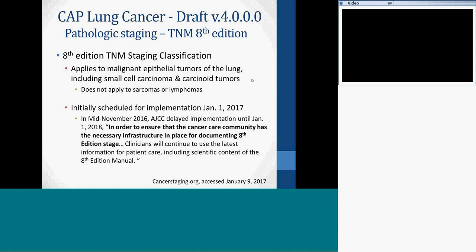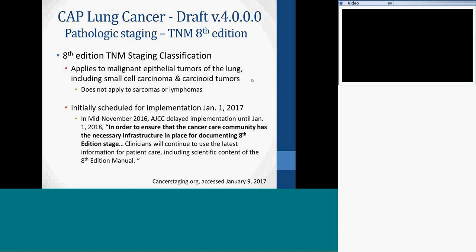My view of this is that this is a suggestion that, where possible, we should probably be reporting both stages during the time of transition, so that clinicians can use that in their decision making. And I'll give some of my thoughts at the end of the talk about maybe what the best way to do this would be.